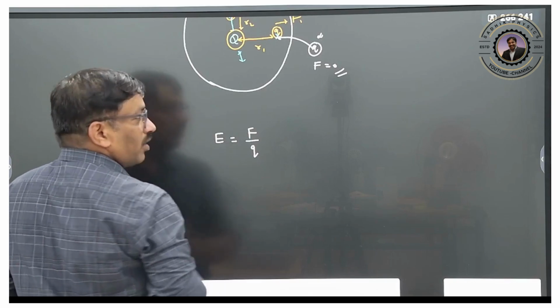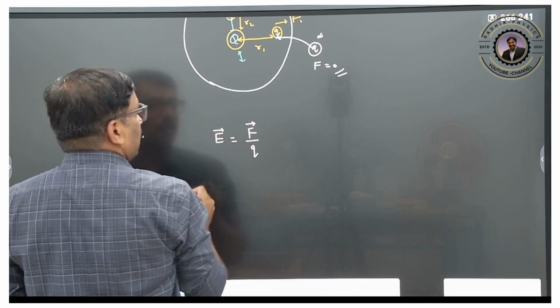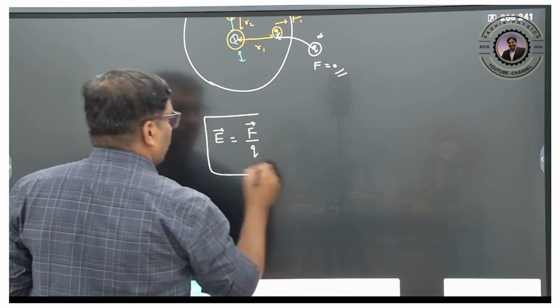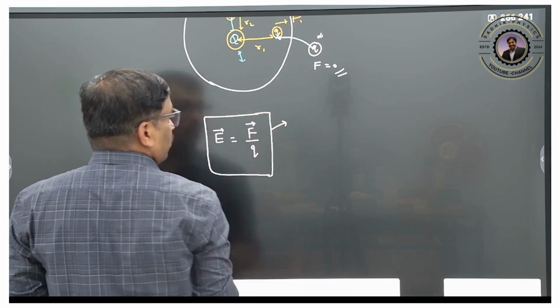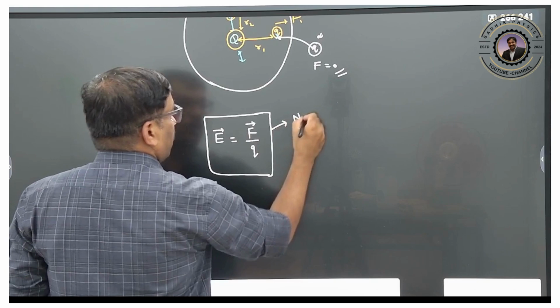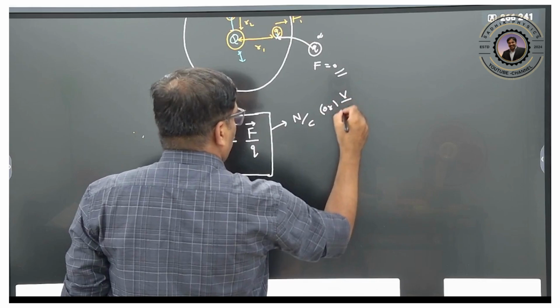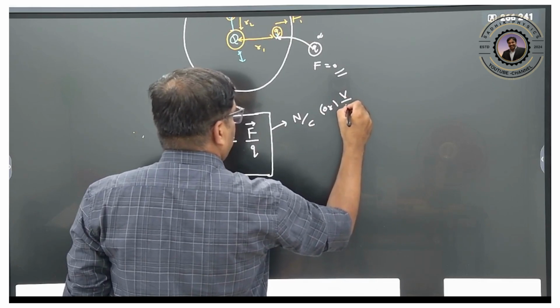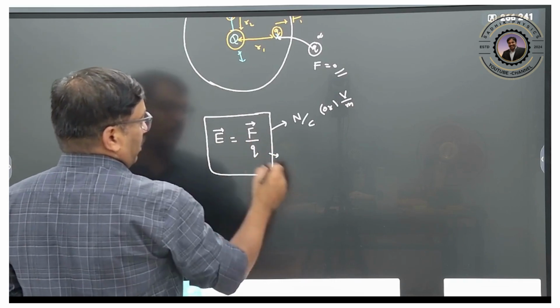Is it a vector quantity or a scalar quantity? It is a vector. Why? Because force is a vector quantity, so electric field is also a vector quantity. What is the unit for this? Newton per Coulomb, or sometimes it can also be written as volt per meter. Clear? So this is a vector quantity.